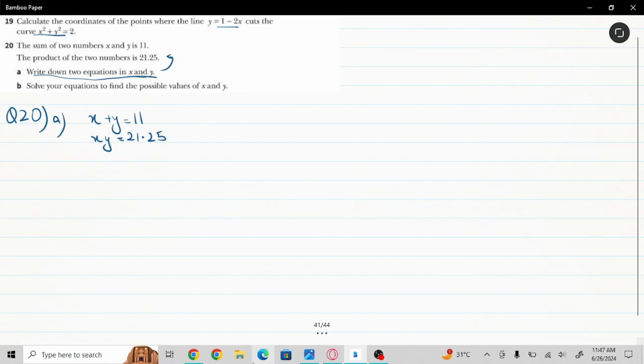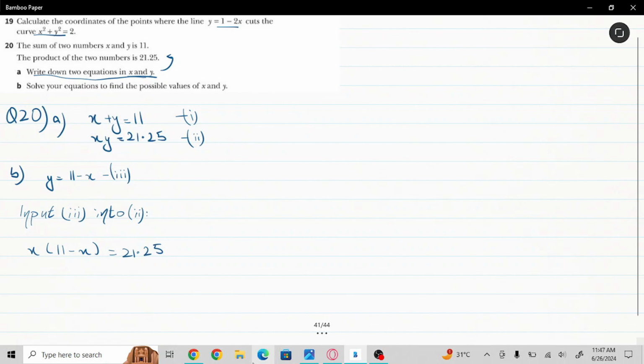We wrote them down. For part B, we have to solve the equations to find the possible values of x and y. For that, this is equation 1, this is equation 2, and we have to find equation 3. We say y is equal to 11 minus x is our equation 3. Then we input equation 3 into 2, so we get x multiplied by 11 minus x is equal to 21.25.